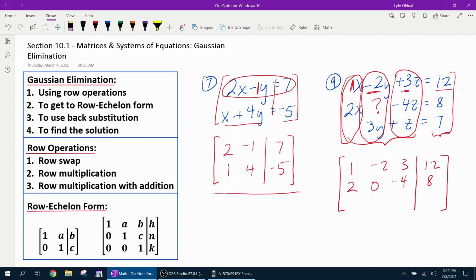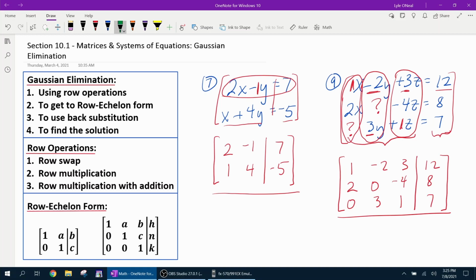And the third row in this system would be 0, 3, 1, 7. Again, there is no x, so we would put a 0 placeholder in the x column for that equation. And the coefficient of y and z, 3 and 1, and the constant. And so again, that is how you write your system of linear equations as an augmented matrix.